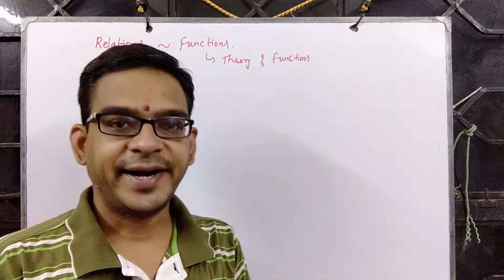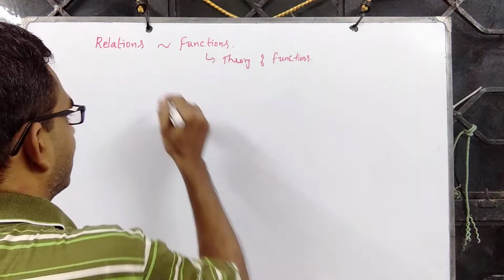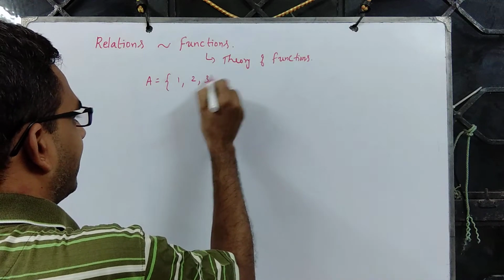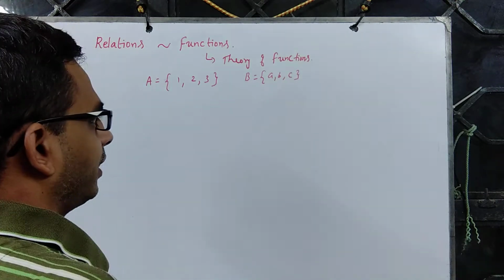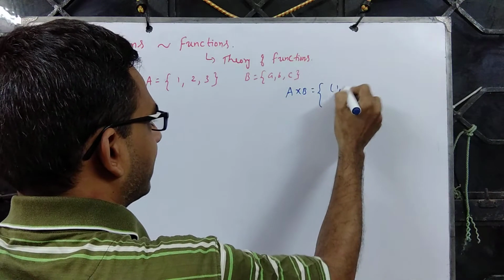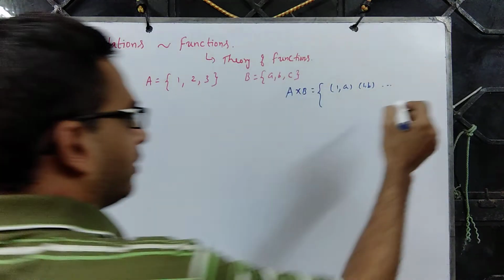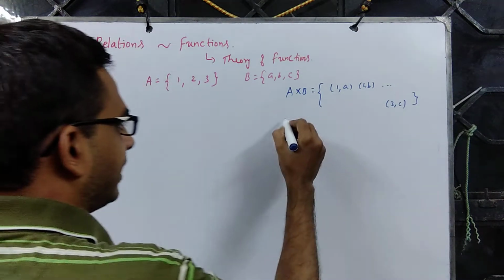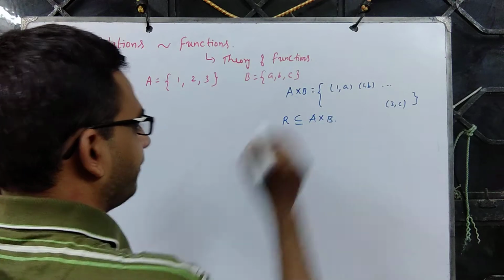We shall discuss yet another special relation, namely functions. Consider the sets A and B, say A as 1, 2, 3 and B as a, b, c, and cross product A cross B as all possible pairs: 1 comma a, 1 comma b, 2 comma a, 2 comma b, and so on up to 3 comma c. We know that any binary relation is a subset of A cross B.